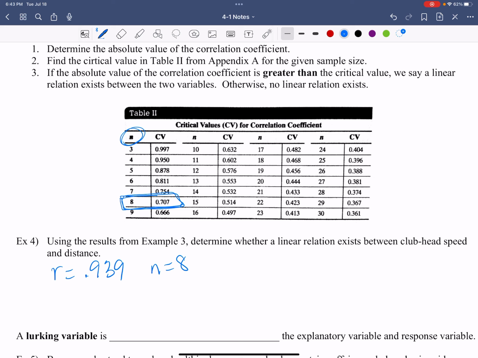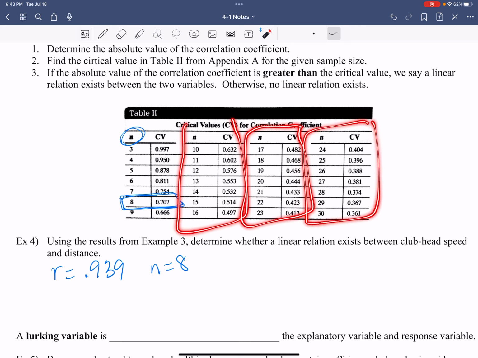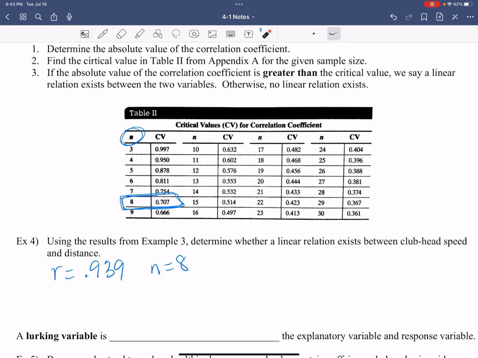This is the critical value. And these are just columns, right? So there's this column, and once you get to 9, then you come up here to 10 with this column. It's just how they have it laid out, starting with 3 pieces of data all the way up to 30. And we want to focus on the 8 for this particular problem.